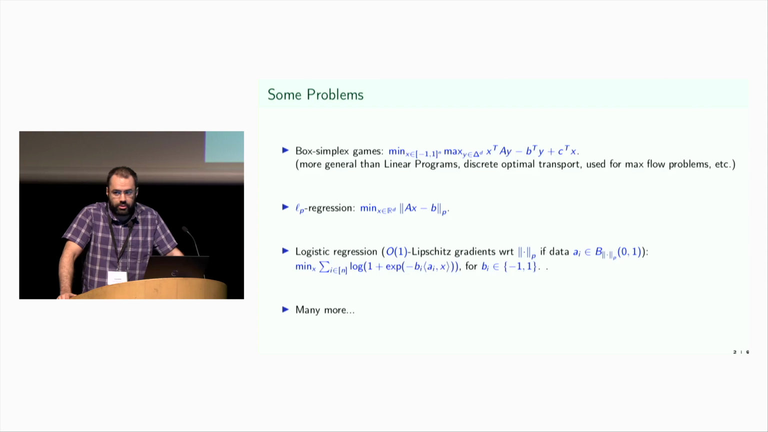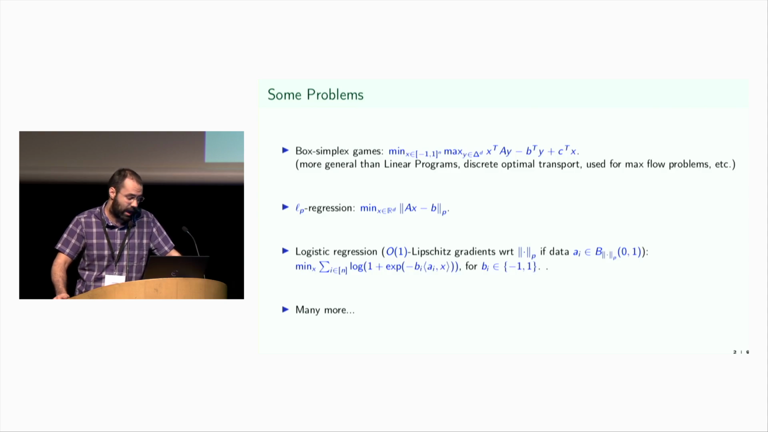For many problems that we care about, we naturally have regularity with respect to non-Euclidean norms. Some examples are box-simplex games, where we naturally have this regularity with respect to the L infinity and L1 norm. Also, Lp regression, of course, has regularity with respect to the p norm, or logistic regression has constant Lipschitz gradients with respect to the p norm if the data lives in a constant radius p-ball. And there are many, many other examples you can come up with.